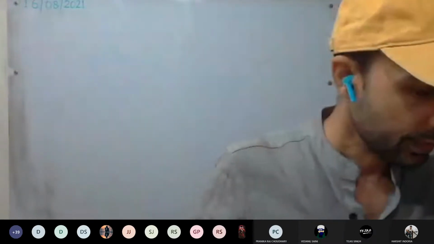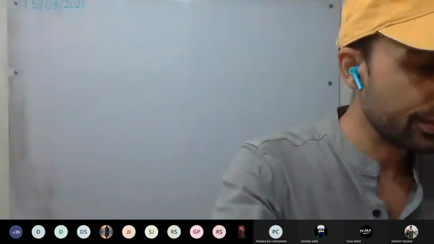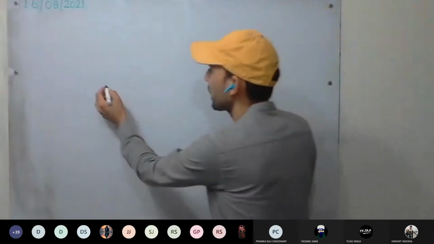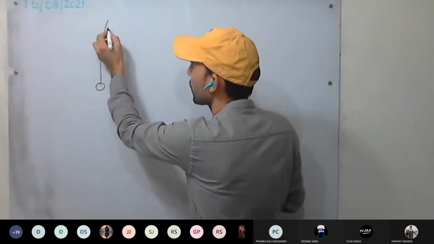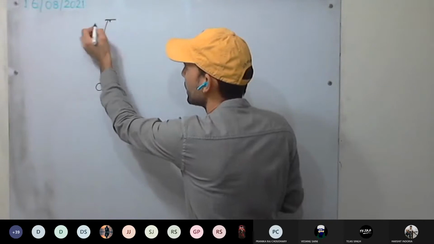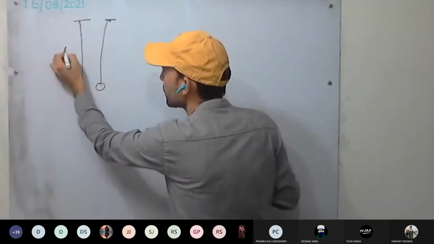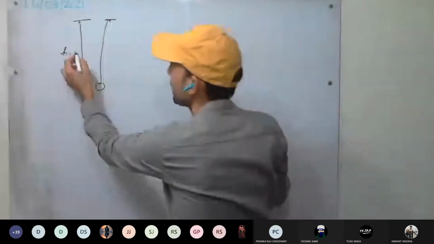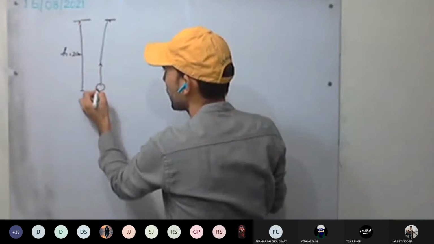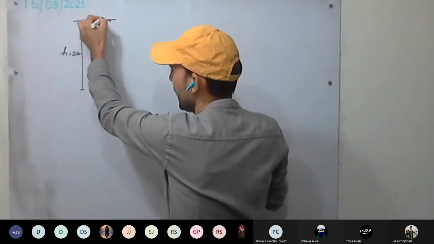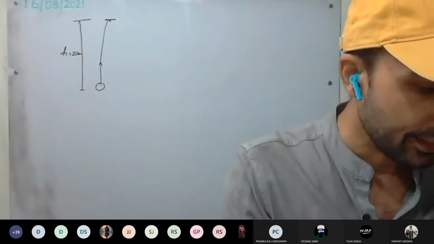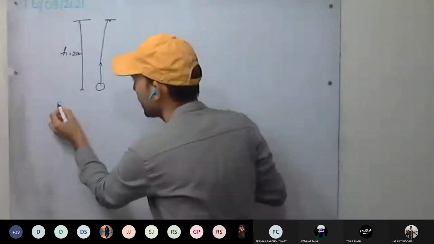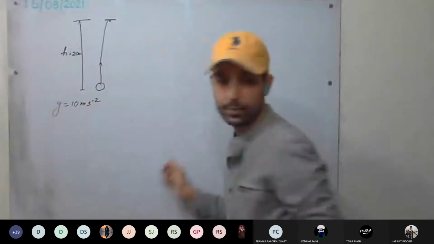11th one: a ball is thrown vertically upward. It goes up to a height of 20 meters, and then comes back and returns to the ground. Taking acceleration due to gravity, g, as 10 meters per second square.